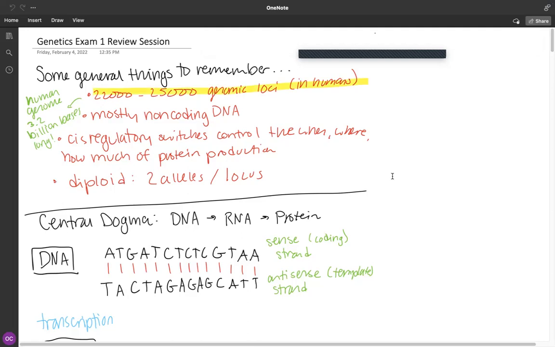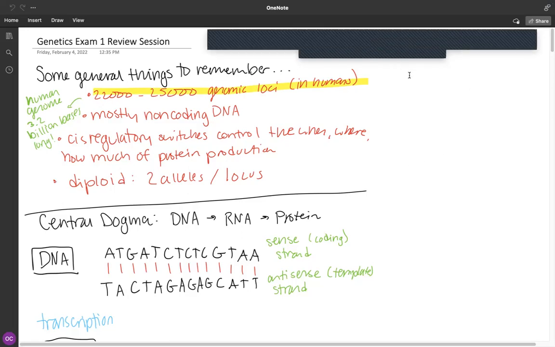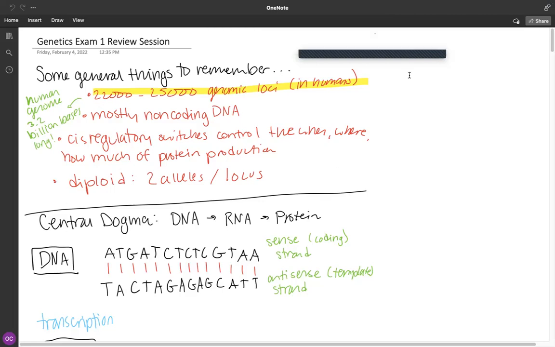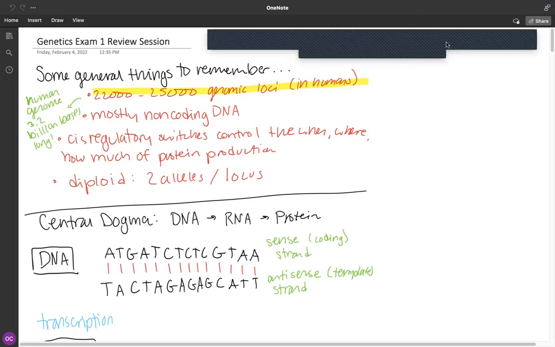And the human genome is 3.2 billion bases long, but most of this is non-coding DNA. Essentially, it's just filler. So you have a gene proper region of the DNA, which is where you get the protein from. It codes for protein. But then you also have the cis regulatory switches, which control the when, the where, and the how much of the protein production. So when does it occur in your lifetime? What kinds of cell types is it produced in? And then how much of that protein is produced?